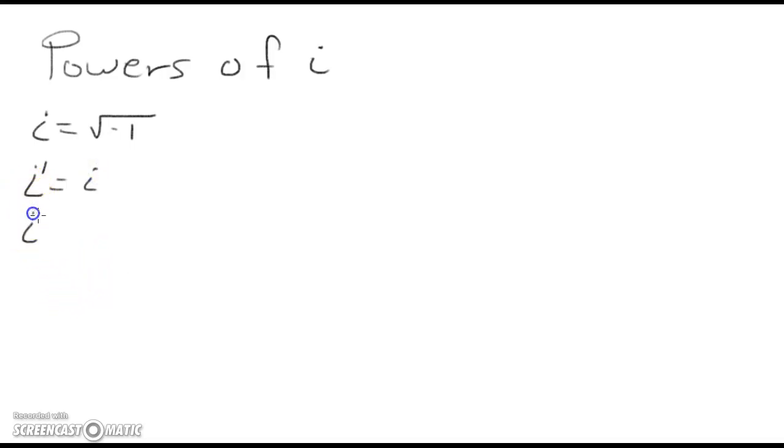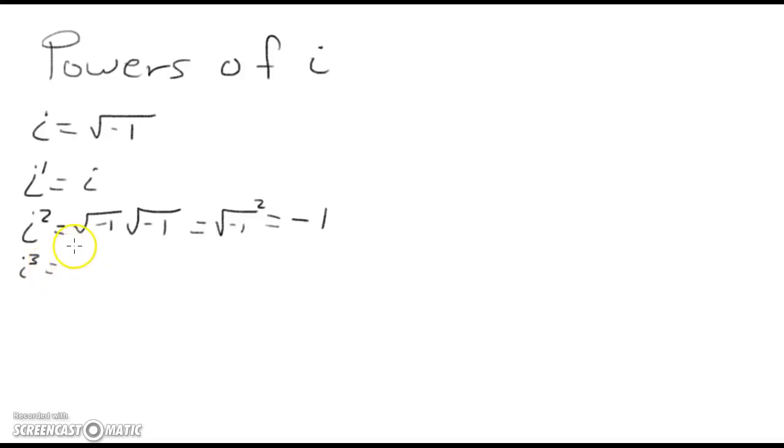If we have i to the second power, i squared, that's the same thing as the square root of -1 times the square root of -1. Or in other words, the square root of -1 squared. And we'll remember that a squared and a square root undo each other, so this is really just -1. i squared is -1.